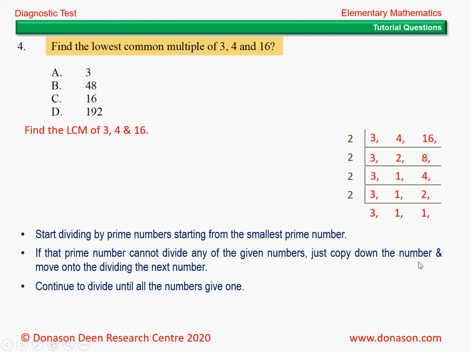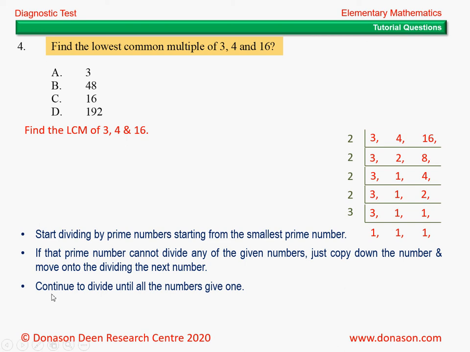And of course it's no longer sensible to continue to divide by 2, and the next prime number that you're going to start dividing by is 3. So you divide by 3, and 3 divided by 3 gives you a 1, and the other two numbers cannot be divided, so you just copy down 1 and 1.